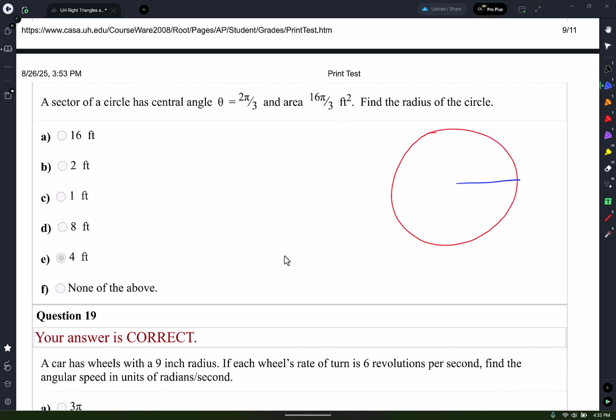So here it is. This is the 2 pi over 3. There's your 2 pi over 3. And this is the sector. And what are you finding? You're finding the radius. You're finding r.